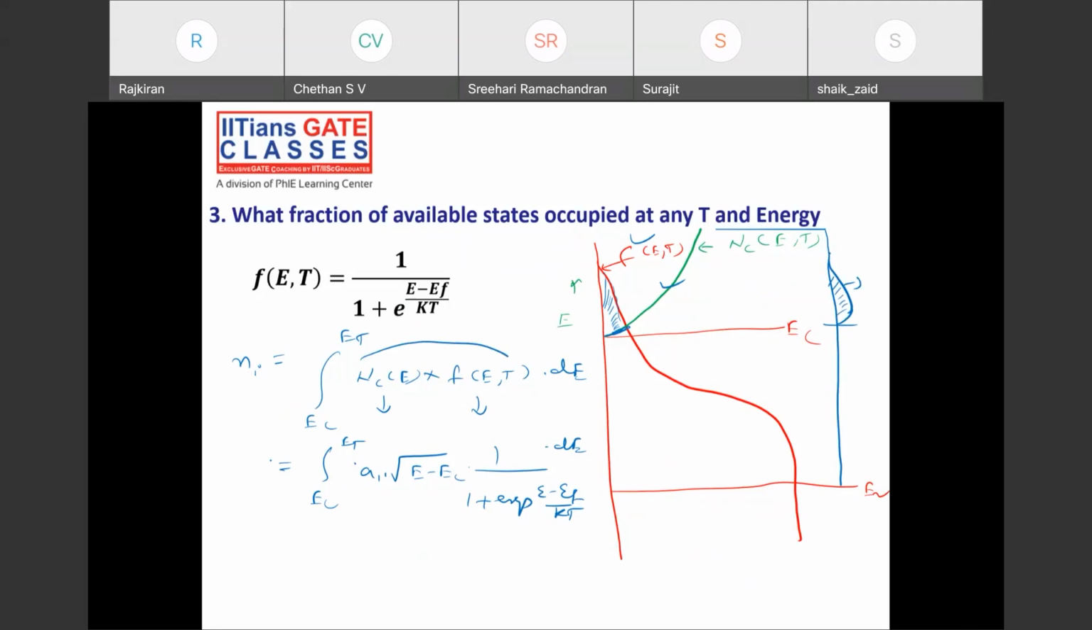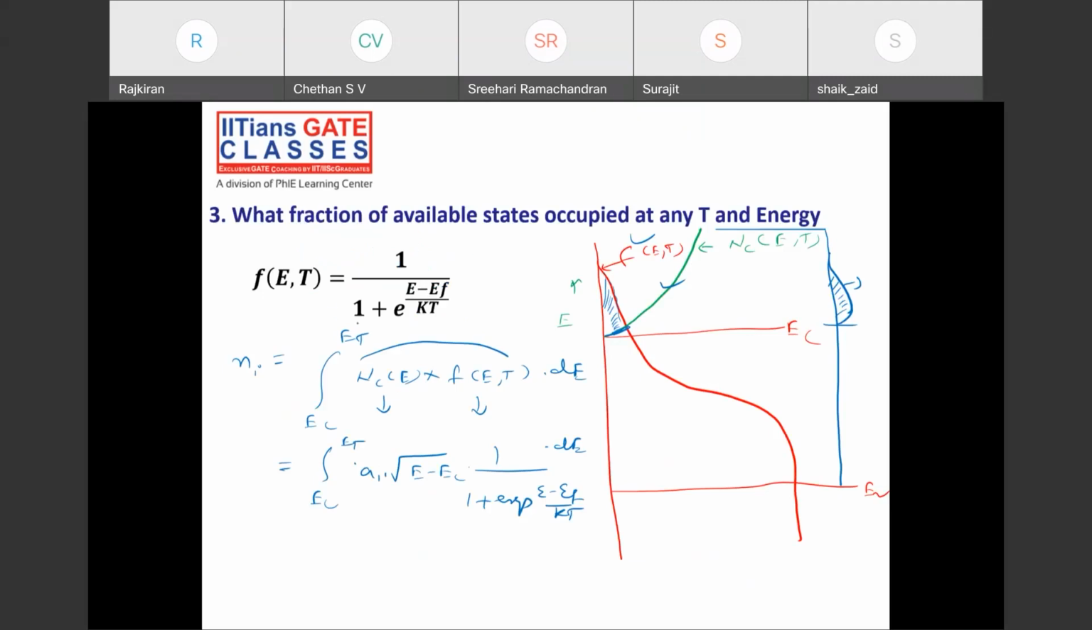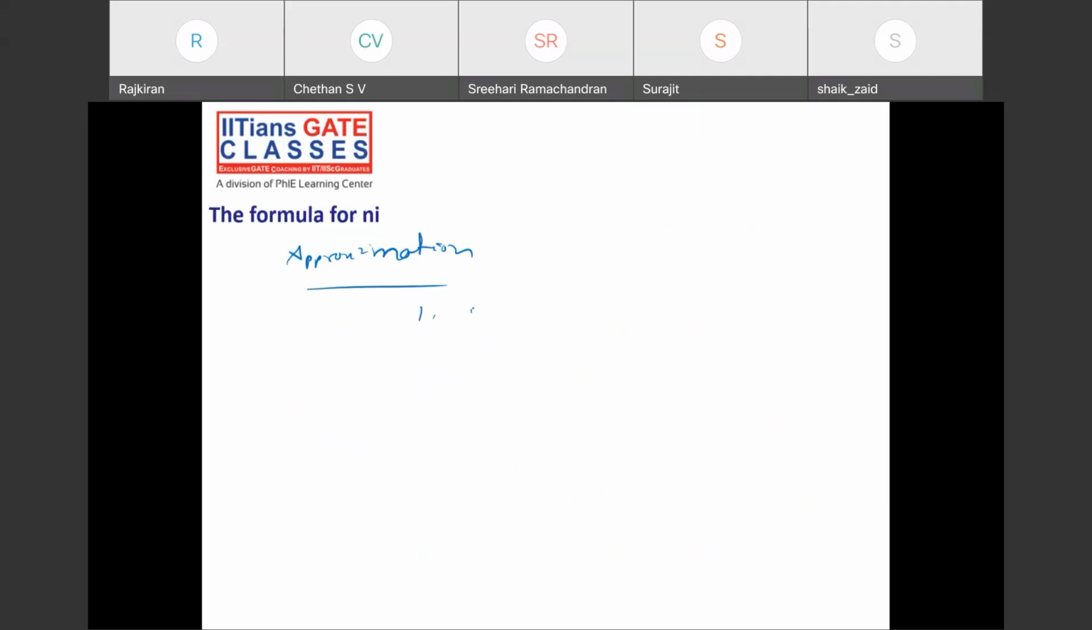And we have to take the following approximations to solve this question. This will be asked in the exam. What are the approximations you have to take? First one, we have to take E top to be infinity. So we will put E top tends to infinity.